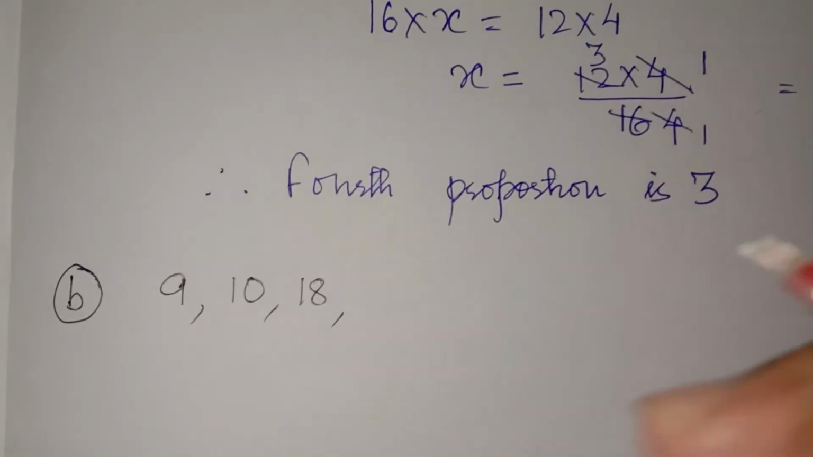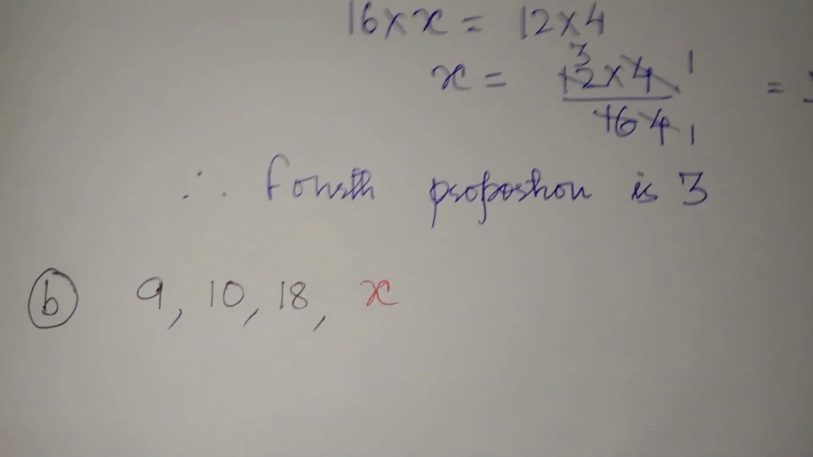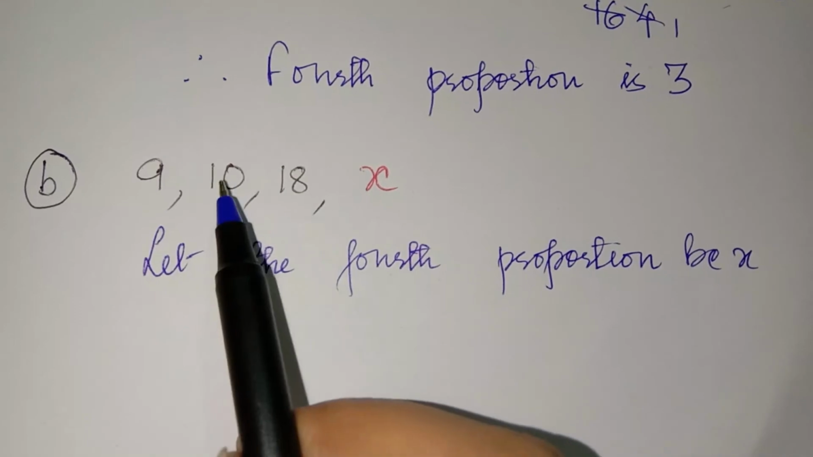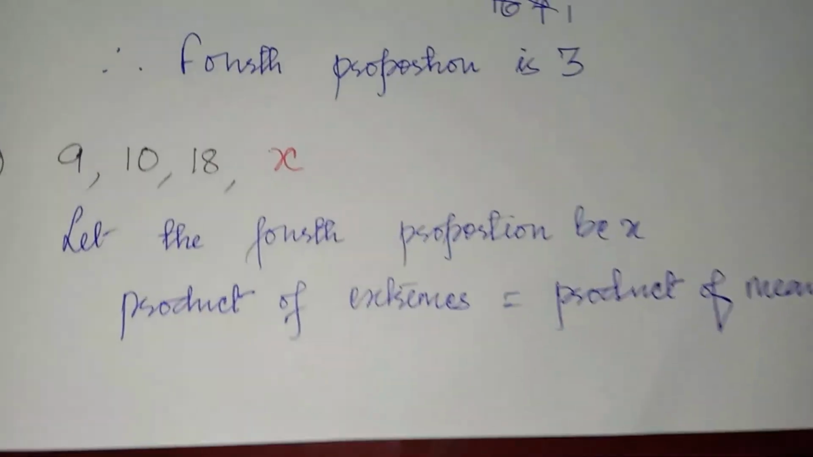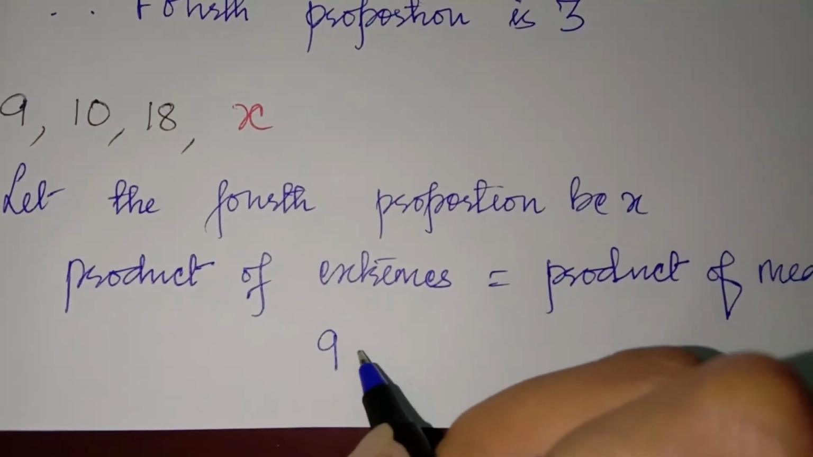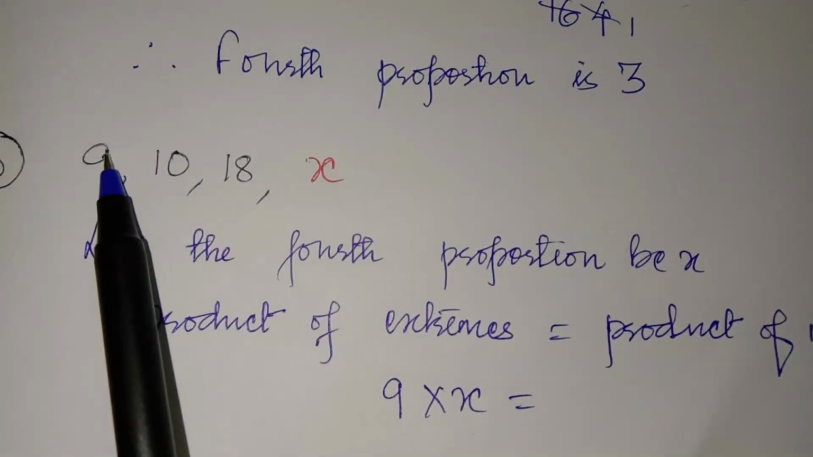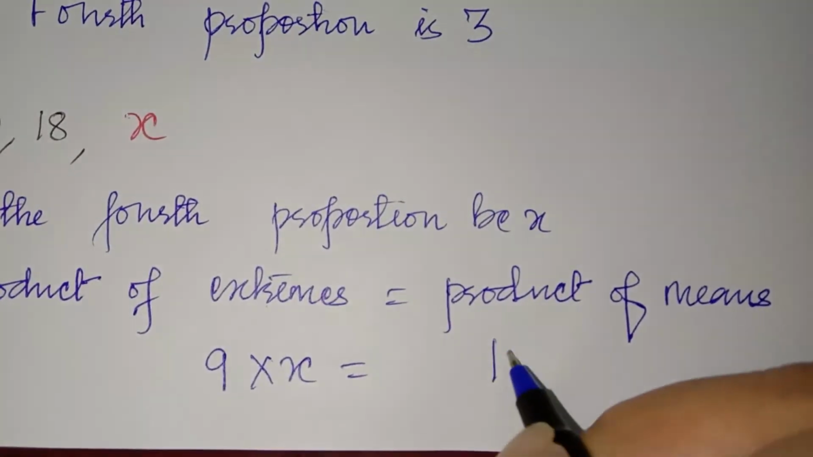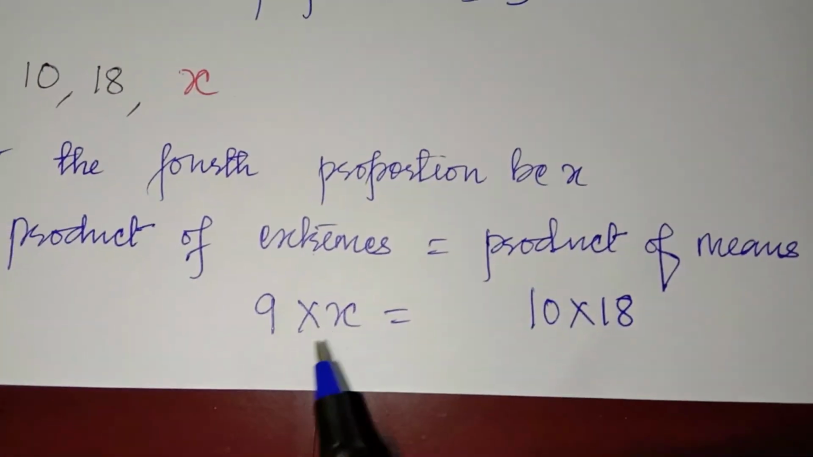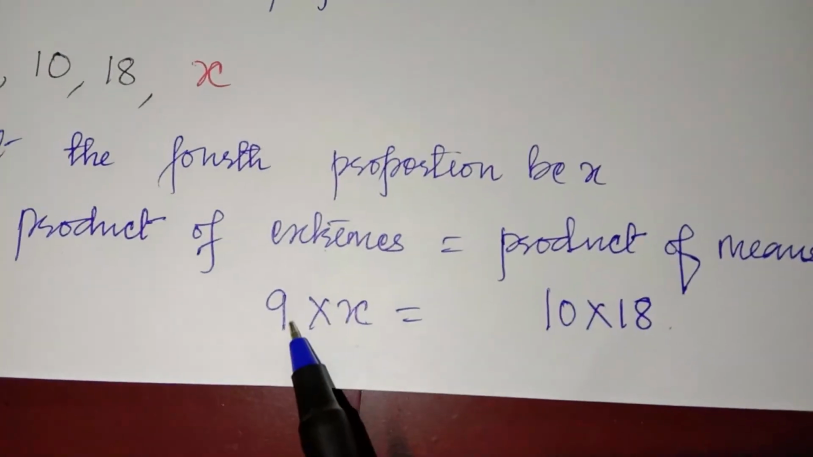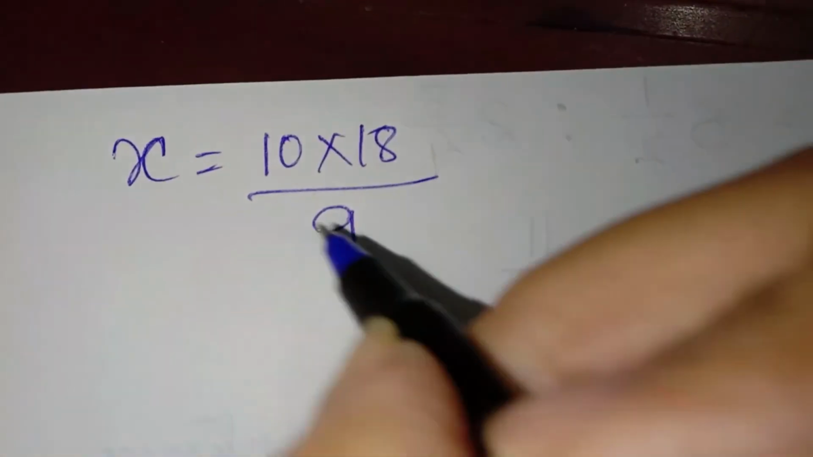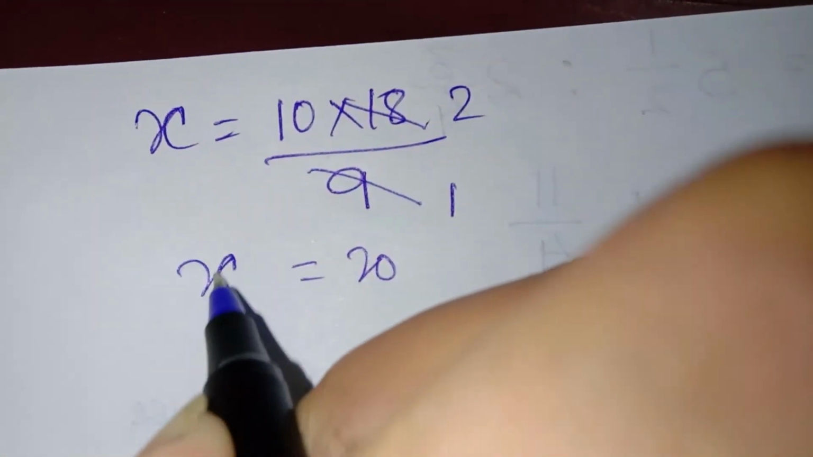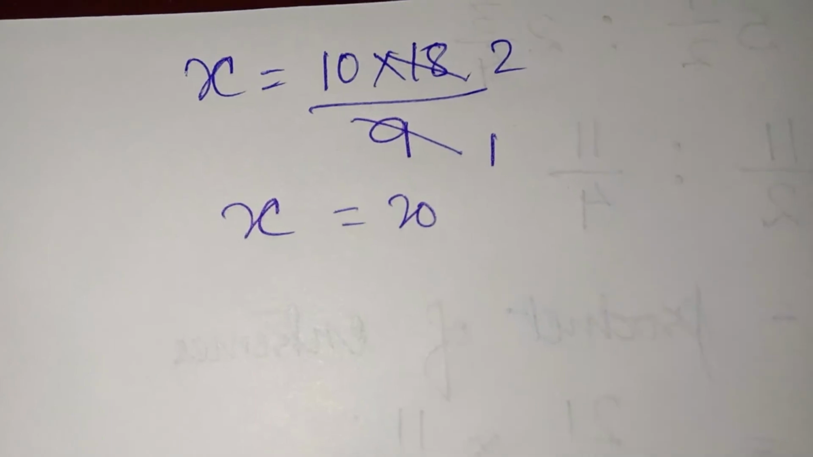Similarly here, fourth proportion we will take x. So let the fourth proportion be x. Now we will write product of extremes is equal to product of means. Extremes are 9 and x, 9 into x, and means are 10 and 18, 10 into 18. Next line x will be 10 into 18 divided by 9. So we can cancel, 9 1s are 9, 9 2s are 18. So 20. x is 20, means the fourth proportion is 20.